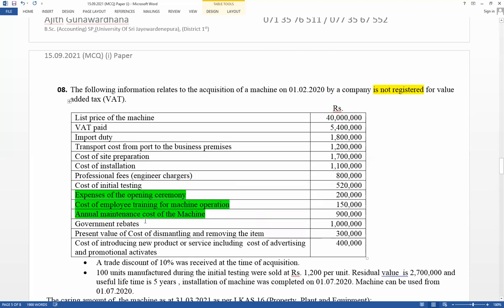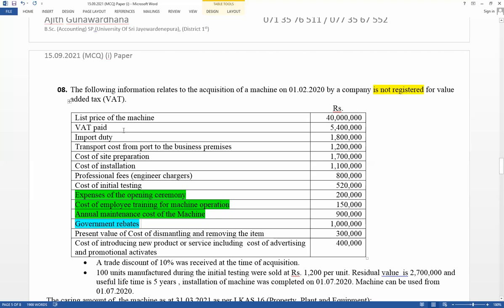But government rebates, that value should be deducted. You have to consider, but as a minus value. And balance part think about. One of them මෙන්න මේ part එක මම මීට කලින් කවදාවත් දීලා නැහැ. But it has available standards. Present value of cost of dismantling and removing it items.